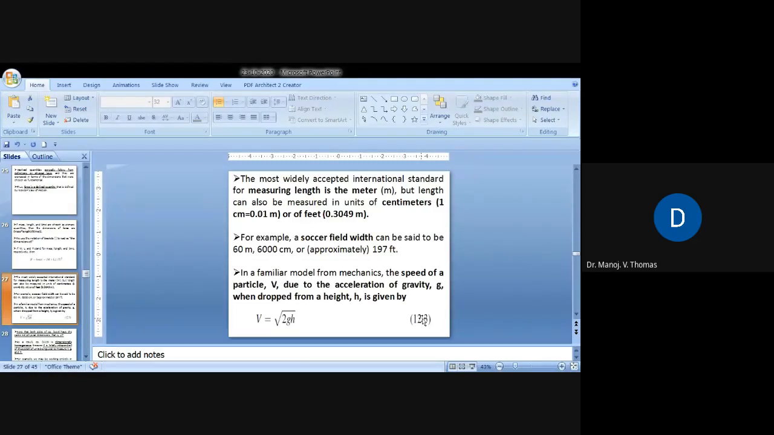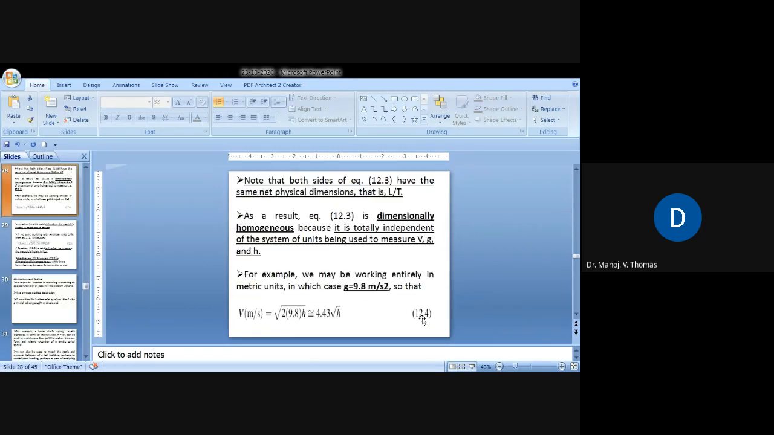So this equation, you might have studied or you might remember. What is this? The speed of a particle due to the acceleration of gravity g, when it is dropped from a height h. Now consider this equation, and we will analyze it dimensionally.